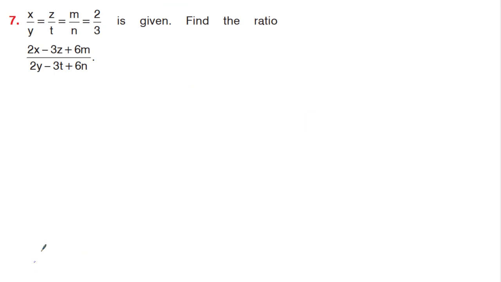Next. This exercise can be solved in many different ways. So one way would have been this one. If x over y is 2 over 3, that also means 2x over 2y. Same goes for z over t, this is the most shortcut way to solve this problem. That means also negative 3z over negative 3t.